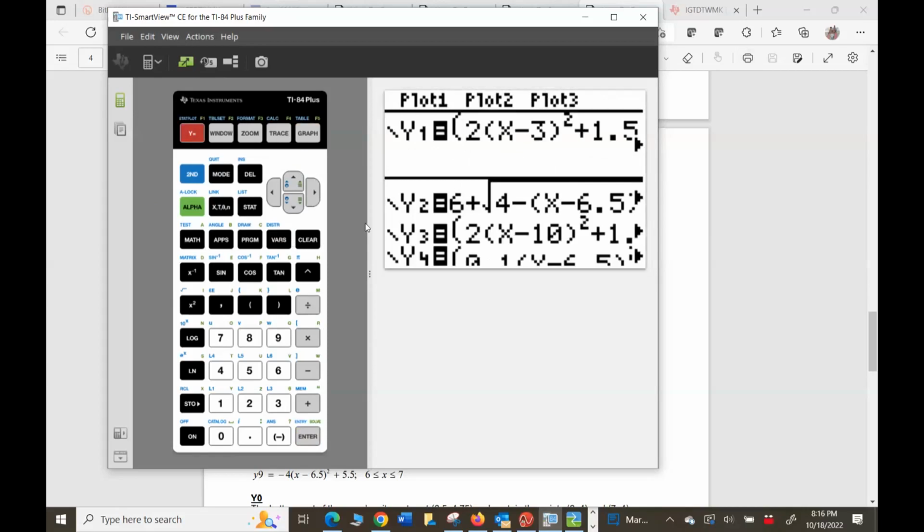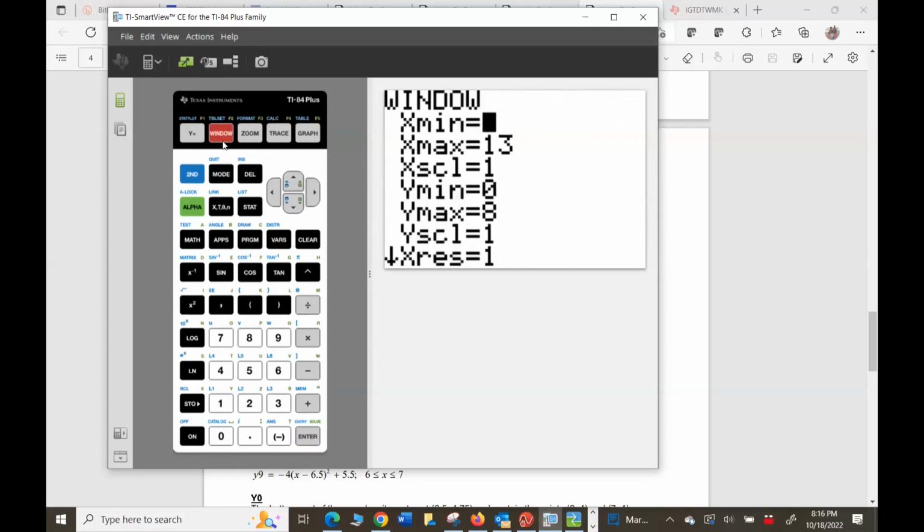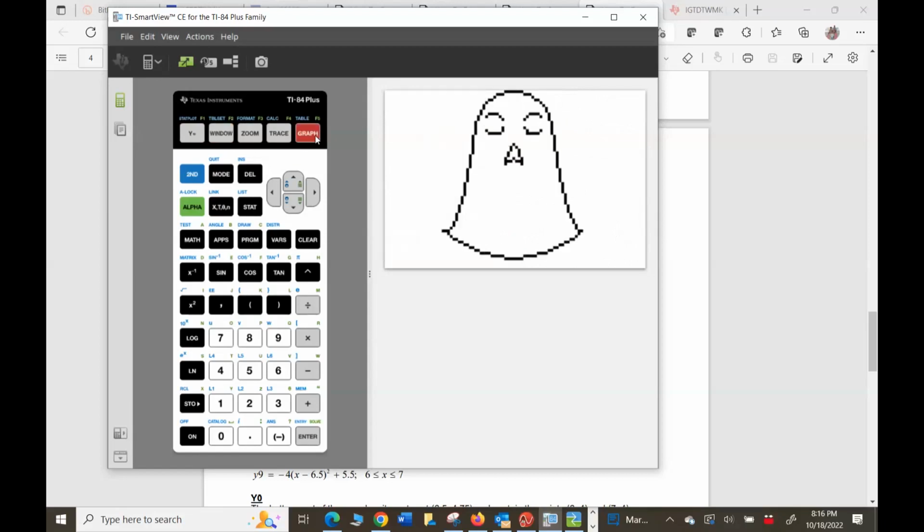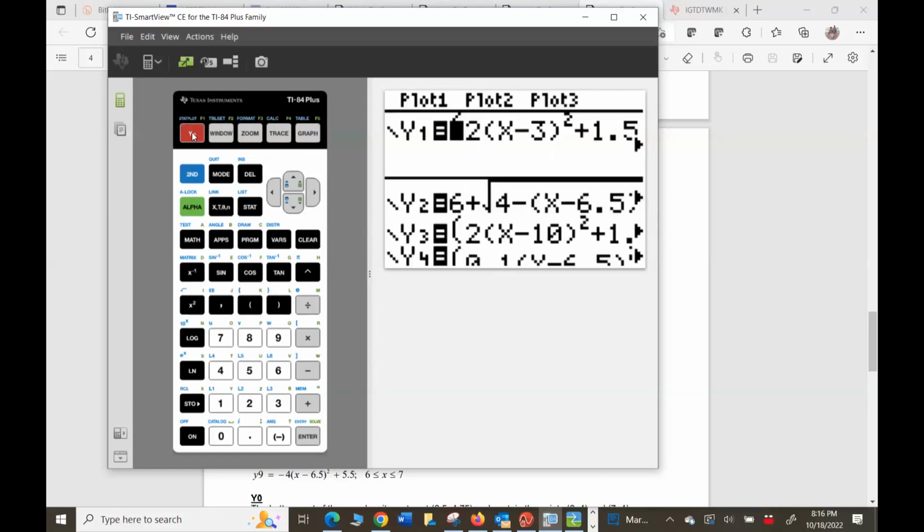So yeah, I can show the favorite window settings when I get back to it. I'll do that. So on this one right here, the window I'm using again is 0 to 13, 0 to 8. And the only difference is for y equals, to do piecewise on an 84, it doesn't have the piecewise template. So you might remember, well, I'll go through and explain it anyway.